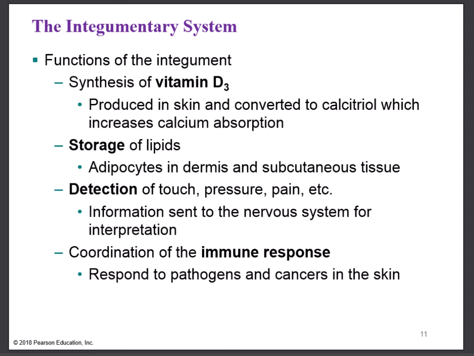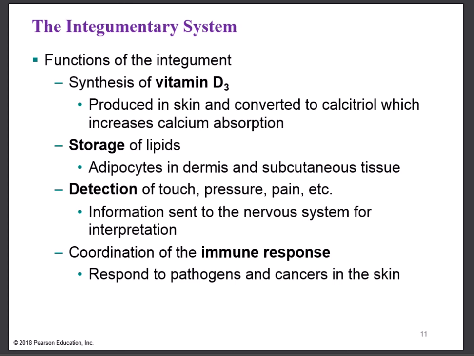Another function is that our integument helps to store lipids. Lipid is just a word for fat. So in the lower part of the dermis and just below the dermis, we have fat cells. They're called adipocytes. Adipose means fat. Cyte means cell. So this is how we can store energy for future use.